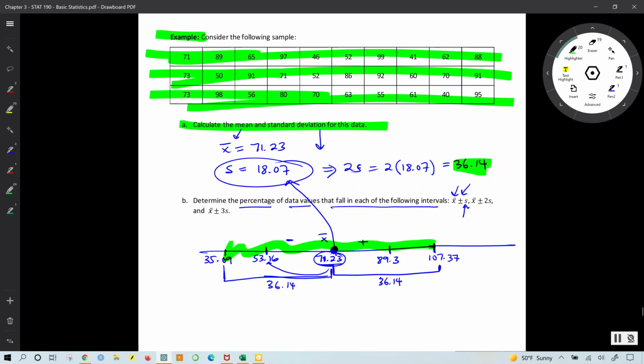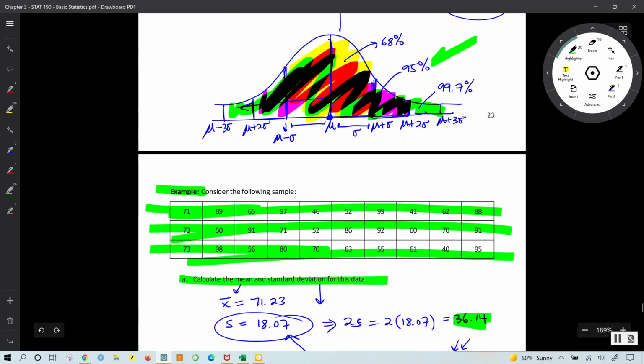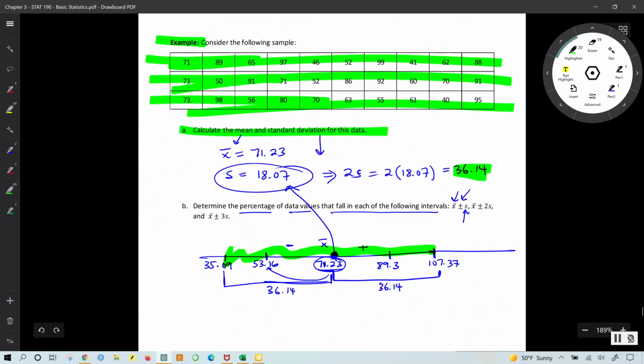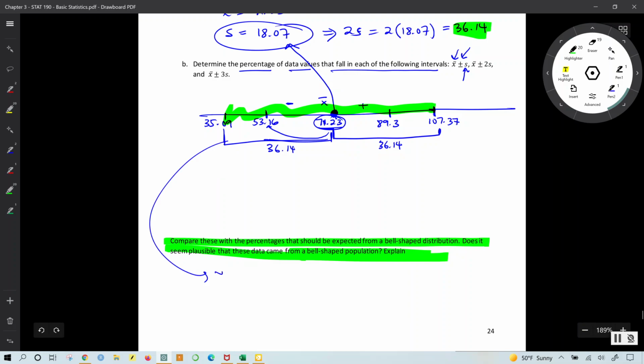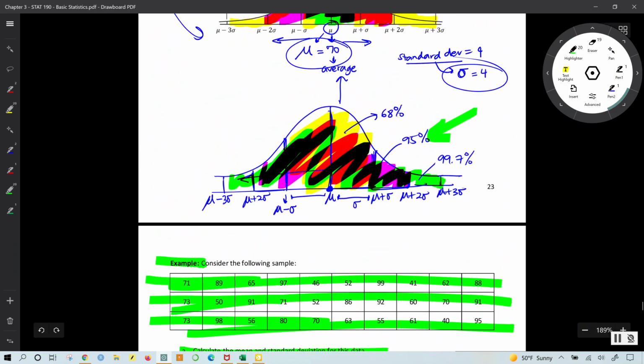This is already telling me that all of these data values follow approximately a bell-shaped distribution, since it already conforms to the expectations of the empirical rule. So, with that said, I can answer the next question, which says, does it seem plausible that this data come from a bell-shaped distribution? The correct answer is yes. It seems plausible that it came from a bell-shaped distribution, since it already meets the criteria of the empirical rule that at least within two standard deviations, you already have about 95%.